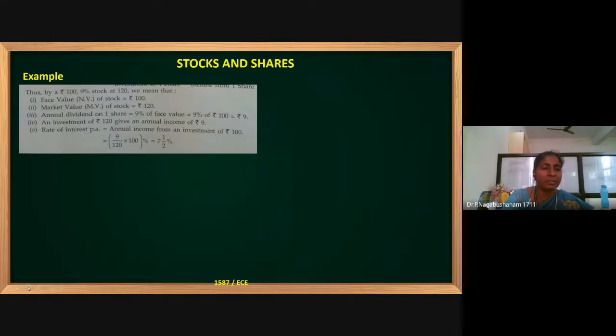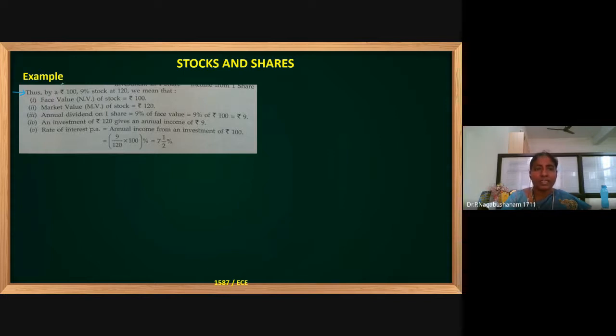I'm taking an example from a single statement. This is the question, one single line. From this, what details can we understand? Let us say: buy a 100 rupees, 9% stock at 120. This is the statement. Now, what in-depth details can we get from this single statement?